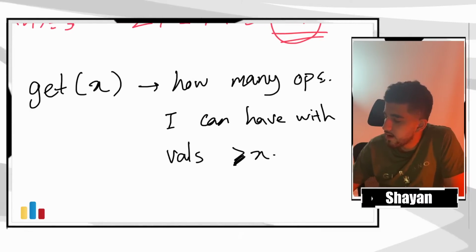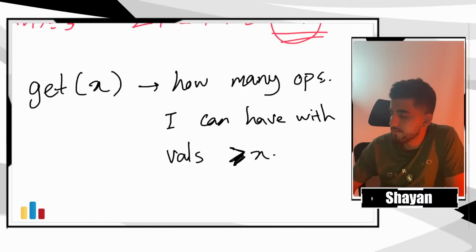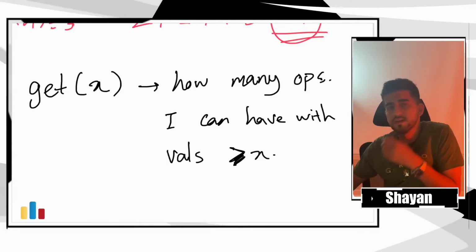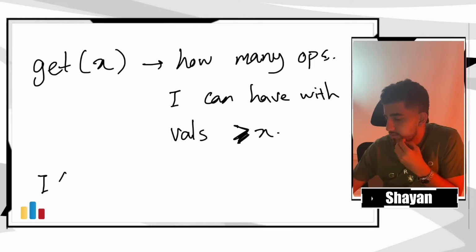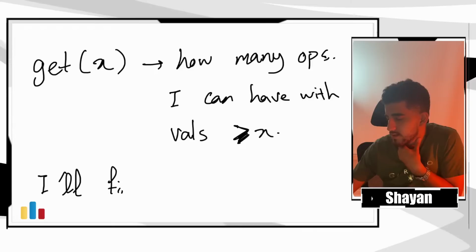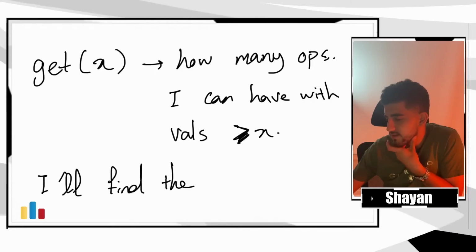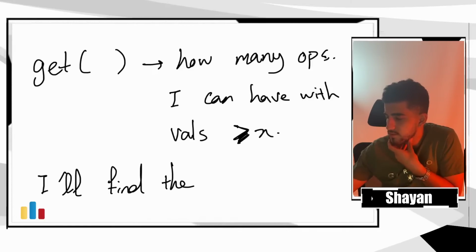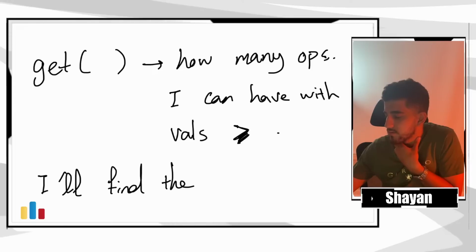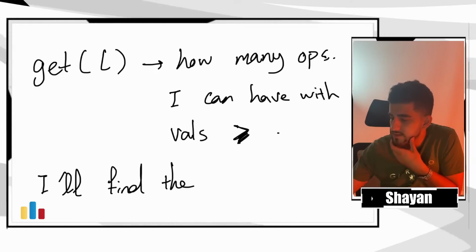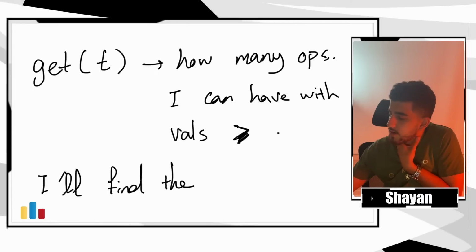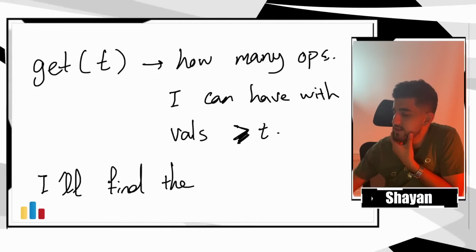Then I have another one. When I want to calculate my final answer, I'll find the maximal x. Let's change these numbers to t, because I don't want to confuse you with the same name for the characters. So get of t just tells you how many operations we can have with values greater than or equal to t.